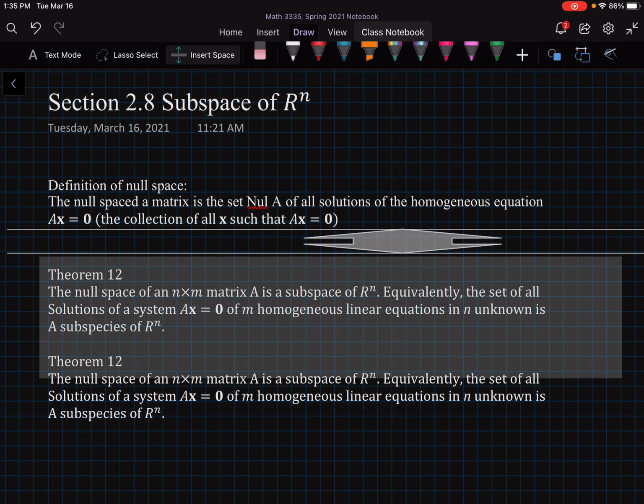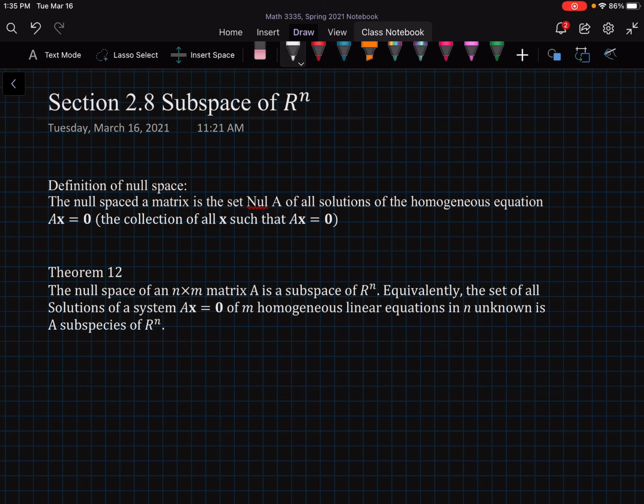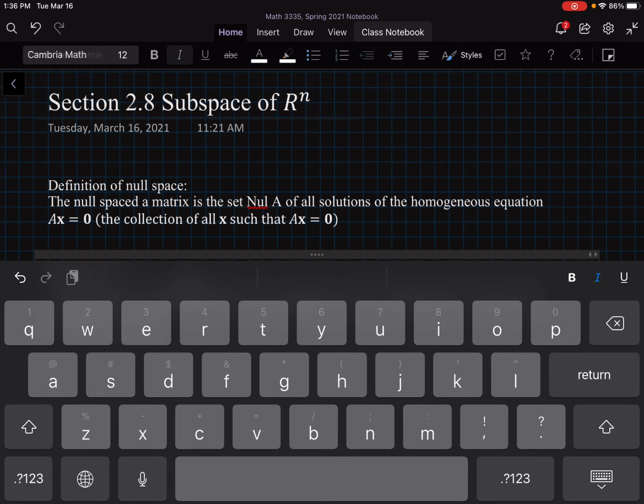All right, so we have a theorem here. The null space of an n by m matrix is a subspace of Rn. Equivalently, the set of all solutions of the system Ax = 0 of m homogeneous equations. This probably should be m by n.